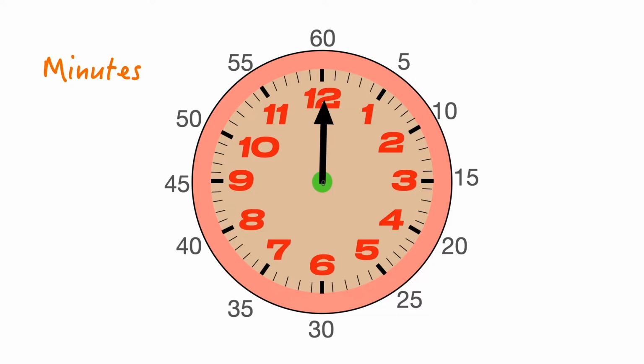Our minute hand is long, so as you can see these little dashes around the outside of the clock, they are our minutes, because it needs to be able to point to the minutes that are ticking around the outside of our clock.